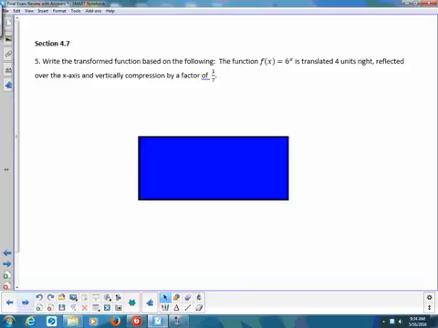Let's take a look at this one. It says write the transformation based on the following. The function f of x equals 6 to the x, that's our parent function. It's translated 4 units to the right, reflected over the x-axis, and vertically compressed by a factor of 1/7. Nina, what can you do for the translated 4 units to the right?